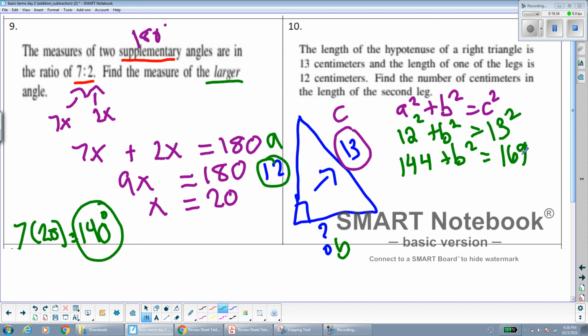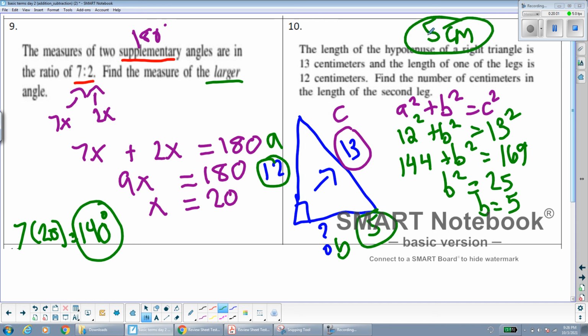Next, to continue solving, let's subtract 144 on both sides, and I get that b squared is equal to 25. Take the square root of both sides, radical both sides, and we get b is equal to 5. So the missing side of the right triangle is, in fact, 5. So I'm going to write that here on the top and box it, 5 centimeters. That's the missing leg.